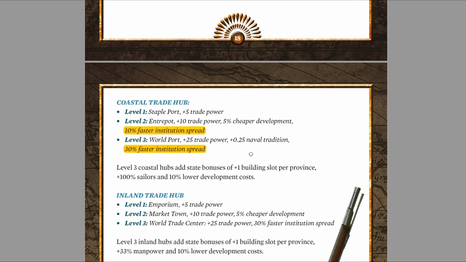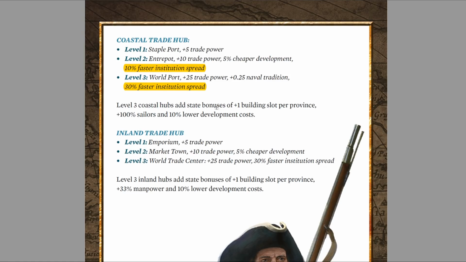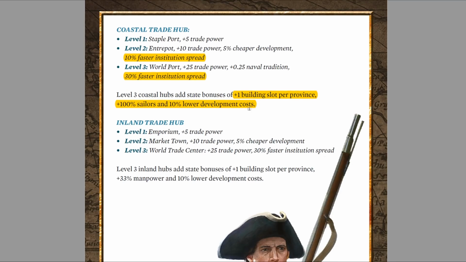No one cares about naval tradition. Level 3 coastal hubs add state bonuses of +1 building slot per province, plus 100% sailors and 10% lower development cost. I was thinking this is 5%. Where did the development cost go? But here it is. Pretty good. This applies to the whole state.